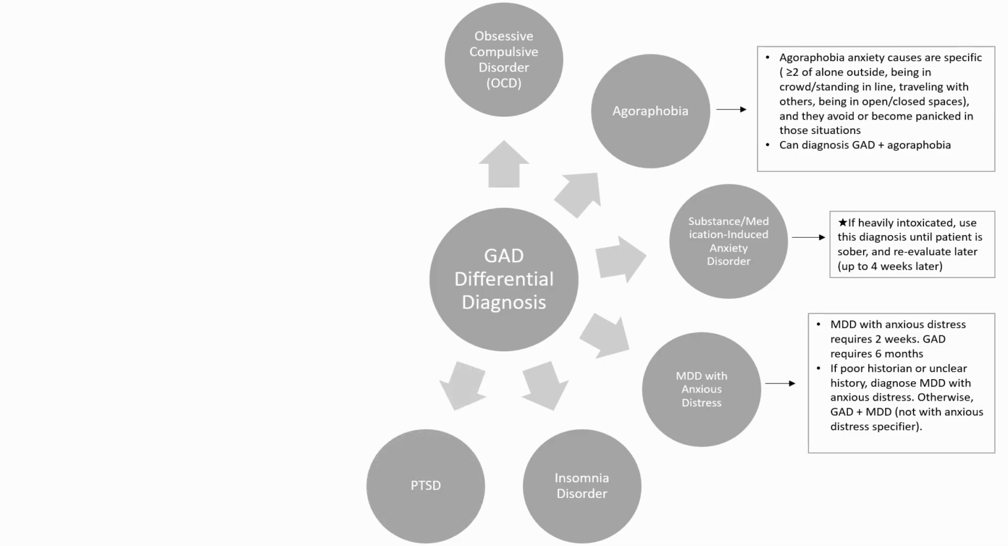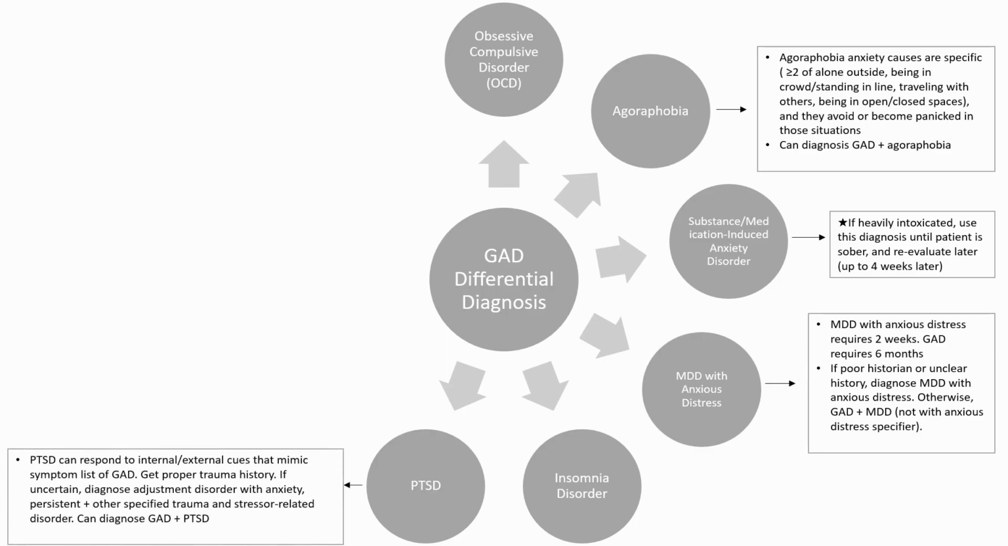Patients with a trauma history or diagnosis of PTSD can have similar symptoms as patients with GAD. The main difference in PTSD is that the triggers may be different and related to the past trauma. It's important to gather a clear history from the patient to differentiate GAD from PTSD.